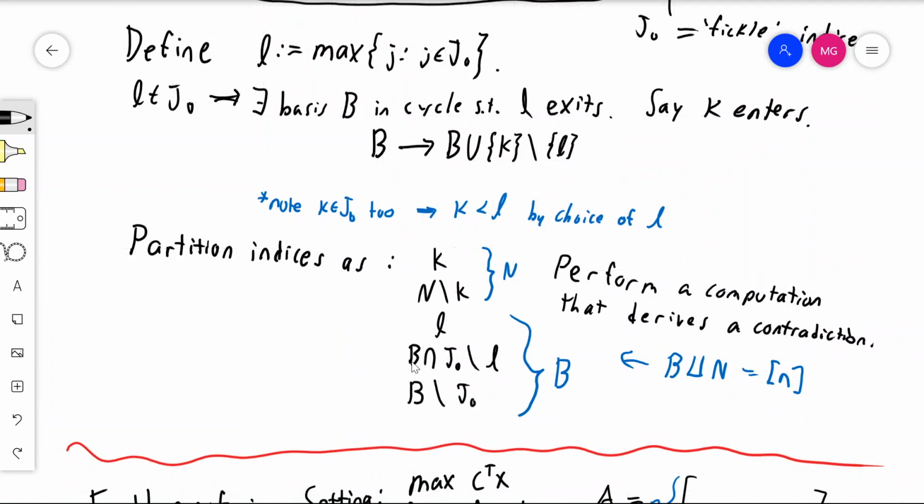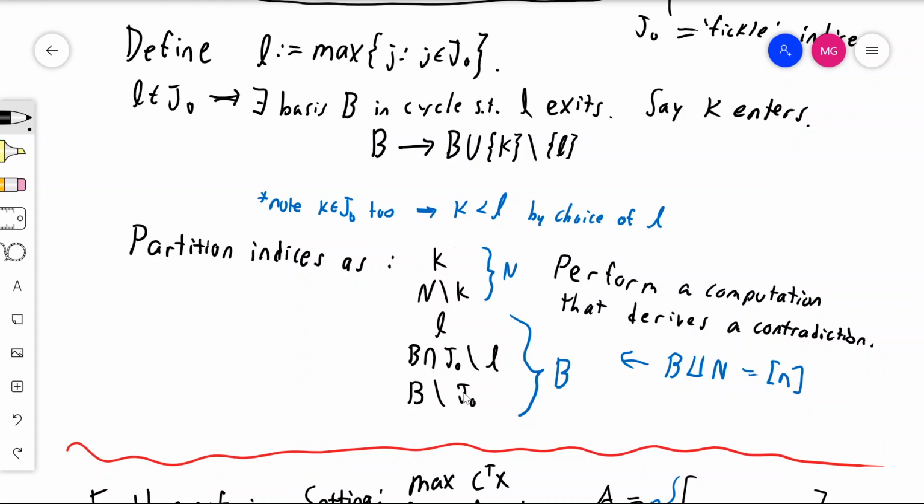And so that accounts for everything. It's either the basic indices are fickle or they're not. And except for L, we haven't accounted for that. And so here's L. So now it's all the basic indices. And then obviously this accounts for all of N. So that's a genuine partition then. And so then these 5 parts will be the 5 partition parts that we'll be really concerned with.